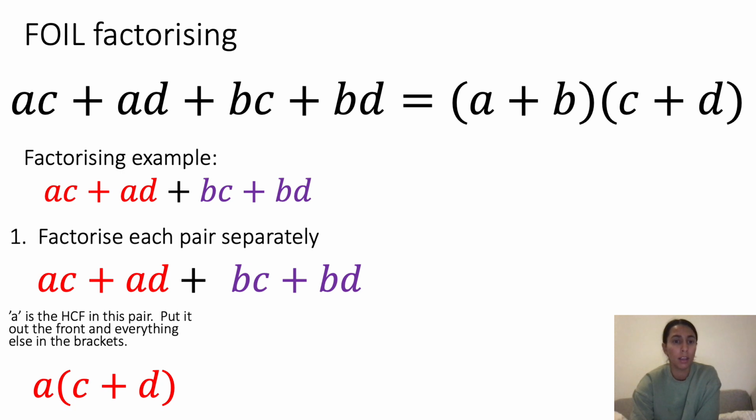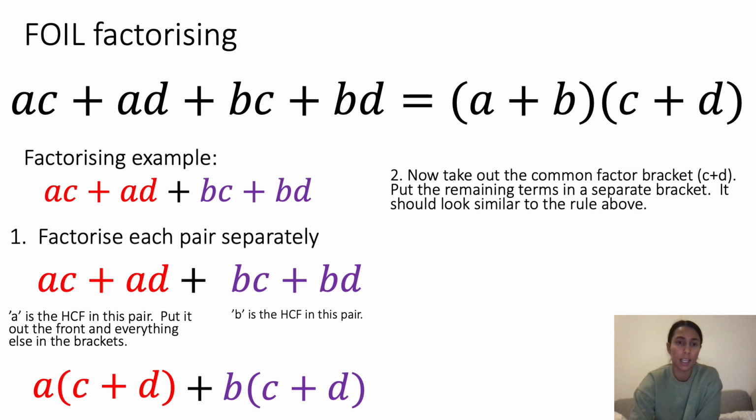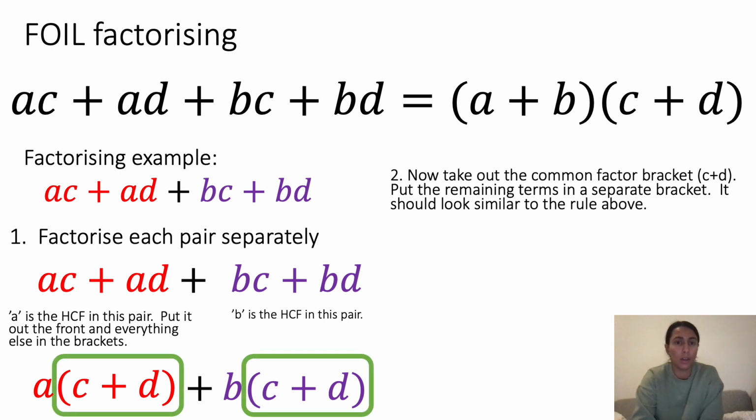Then I'm going to do the same thing with my second pair of terms. The highest common factor here will be B. So again, B is going to come out the front, and then I'm left with C plus D in the brackets. What you can see is we now have a common factor, which is the bracket. So we're now going to remove the common factor, which is C plus D, and then put the remaining terms into a separate bracket. So it'll look similar to this rule here.